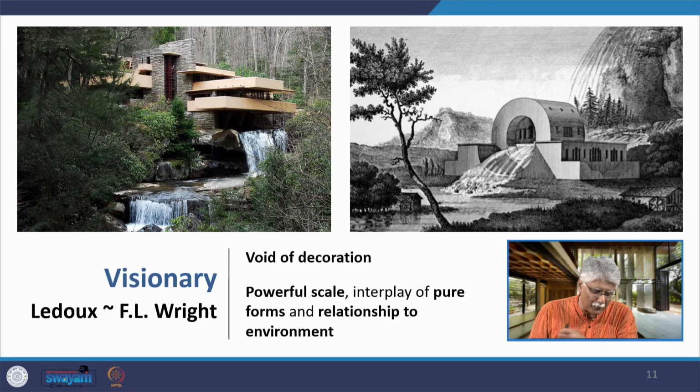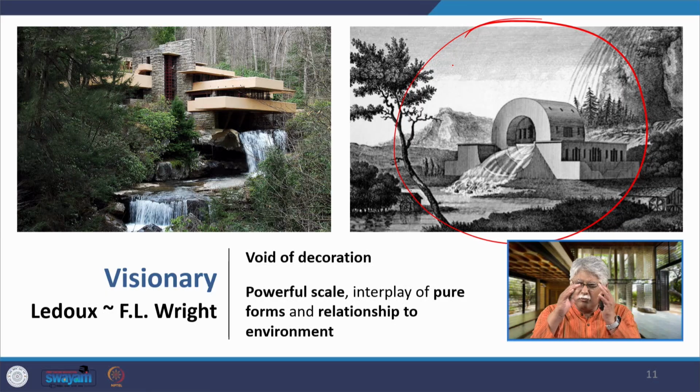Now, this pure geometry, I would like to compare this house with Fallingwater, which is built on a waterfall, and both are void of decoration, both have a powerful scale, both are an interplay of pure forms, and both have a very close knit relationship with the surrounding landscape or the surrounding environment. And so what you find is, what he envisioned in the 18th century as a pure solid geometry, in which the river is flowing through the house, has come alive in the 20th century, in 1936, with Fallingwater, probably the most famous house of the 20th century by Frank Lloyd Wright.